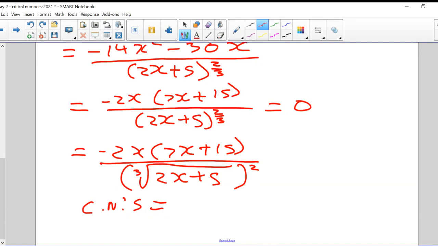So critical numbers would come from either when you could get it to be equal to 0, or you can get it to be not existent, something that makes it not exist. So can anybody think of some numbers that we can put here as critical numbers? Give me some critical numbers, please.